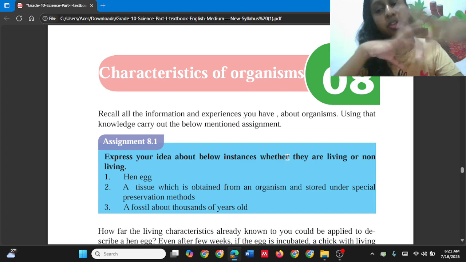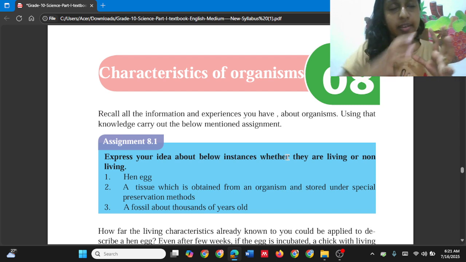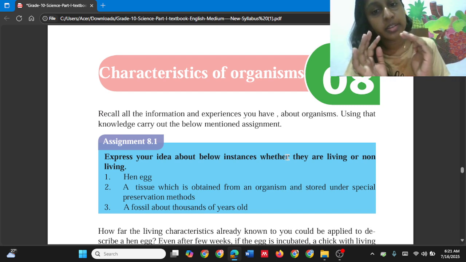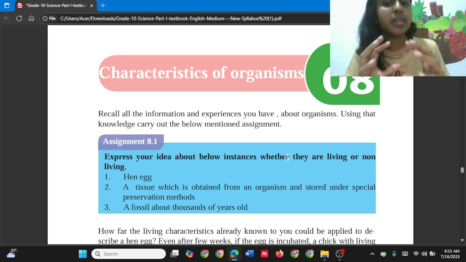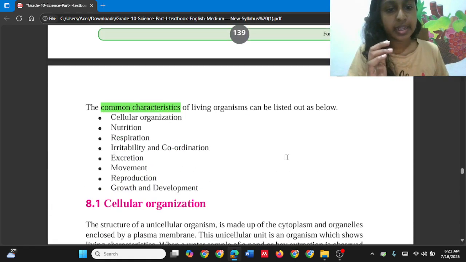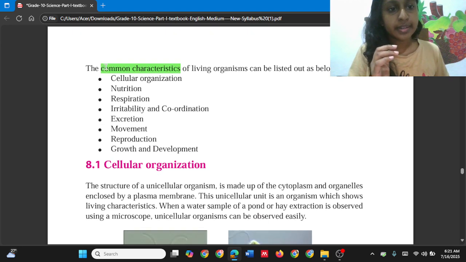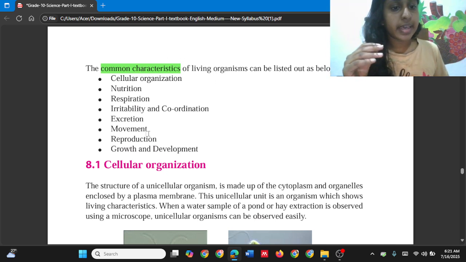By using these characteristics, we can identify whether we can categorize this thing under an organism or not. Okay, so we have these 8 characteristics. I'll show you here. Highlight that common characteristics. The common characteristics of living organisms can be listed out as below. These are the 8 common characteristics of living organisms.